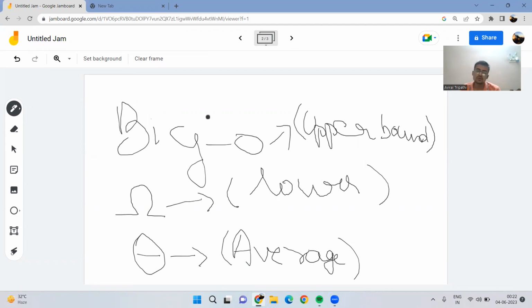For a particular function, big O of n denotes the upper bound of the function, omega denotes the lower bound of the function, and theta denotes the average case, that is, somewhere between the upper bound and the lower bound.